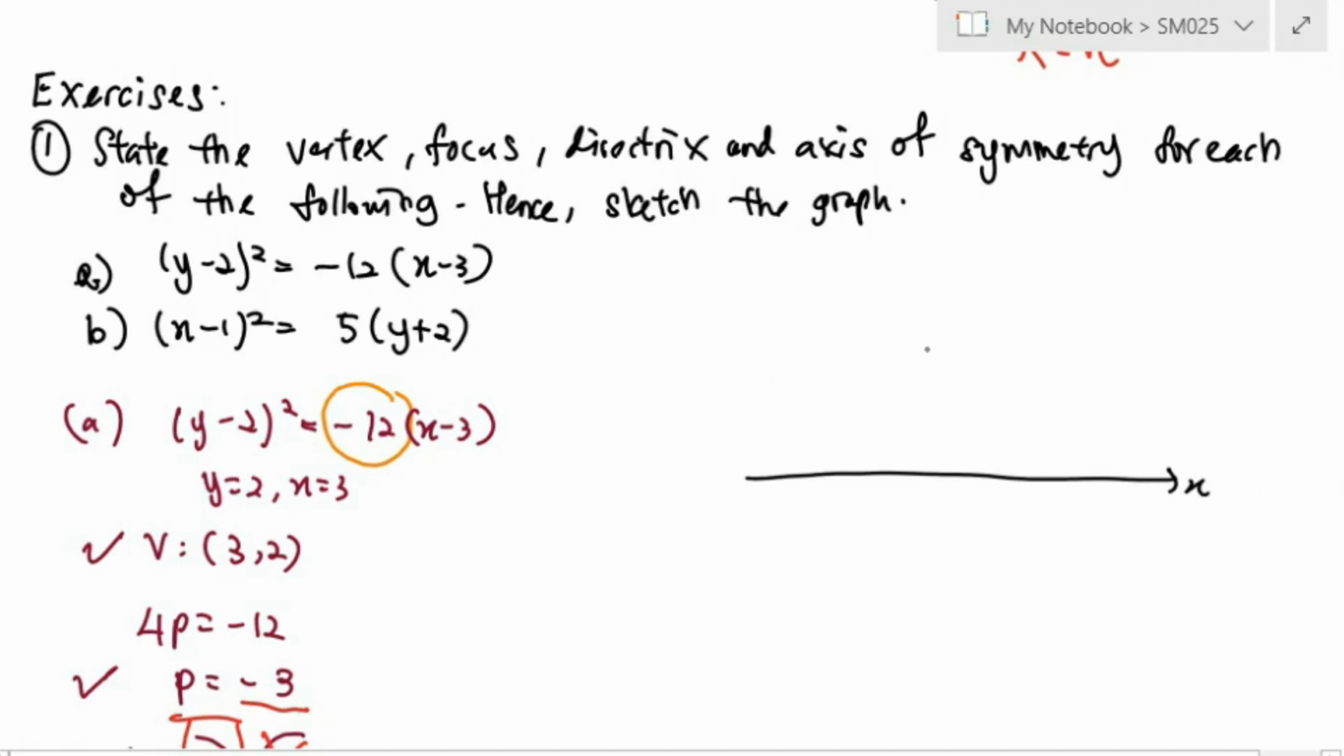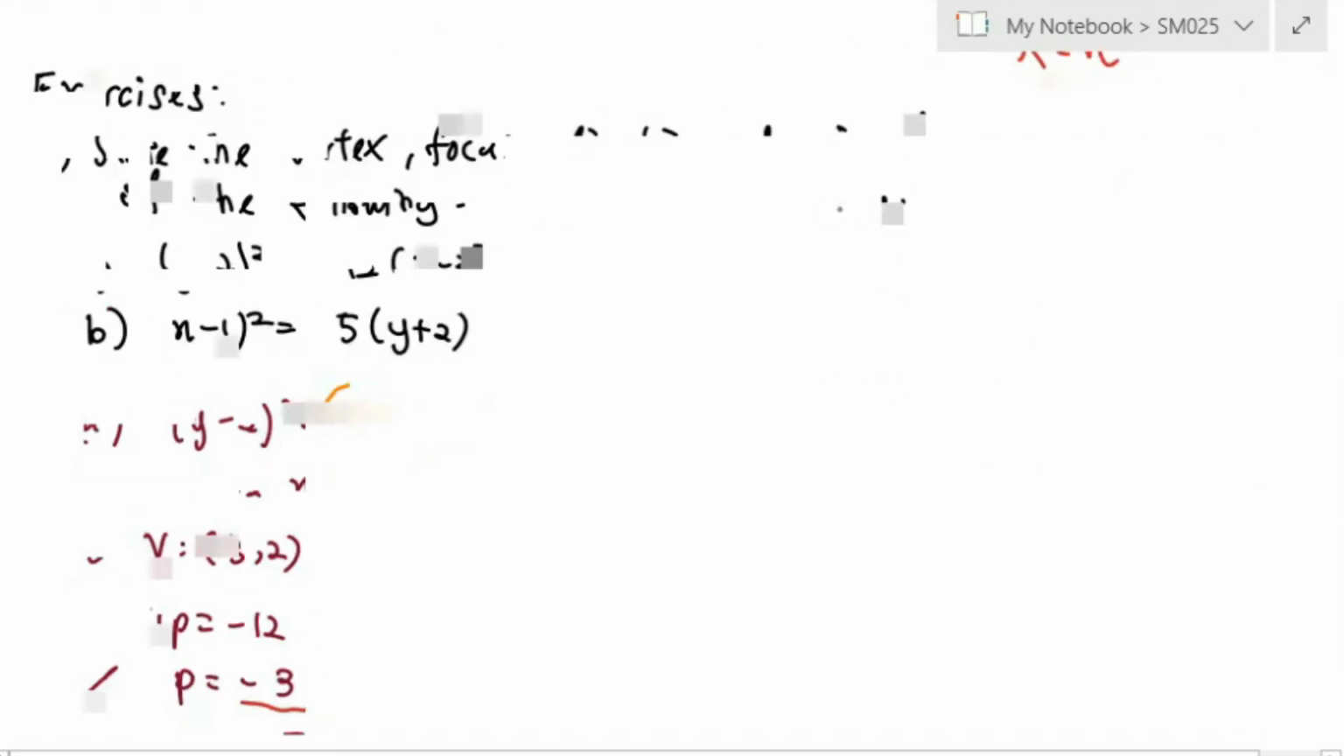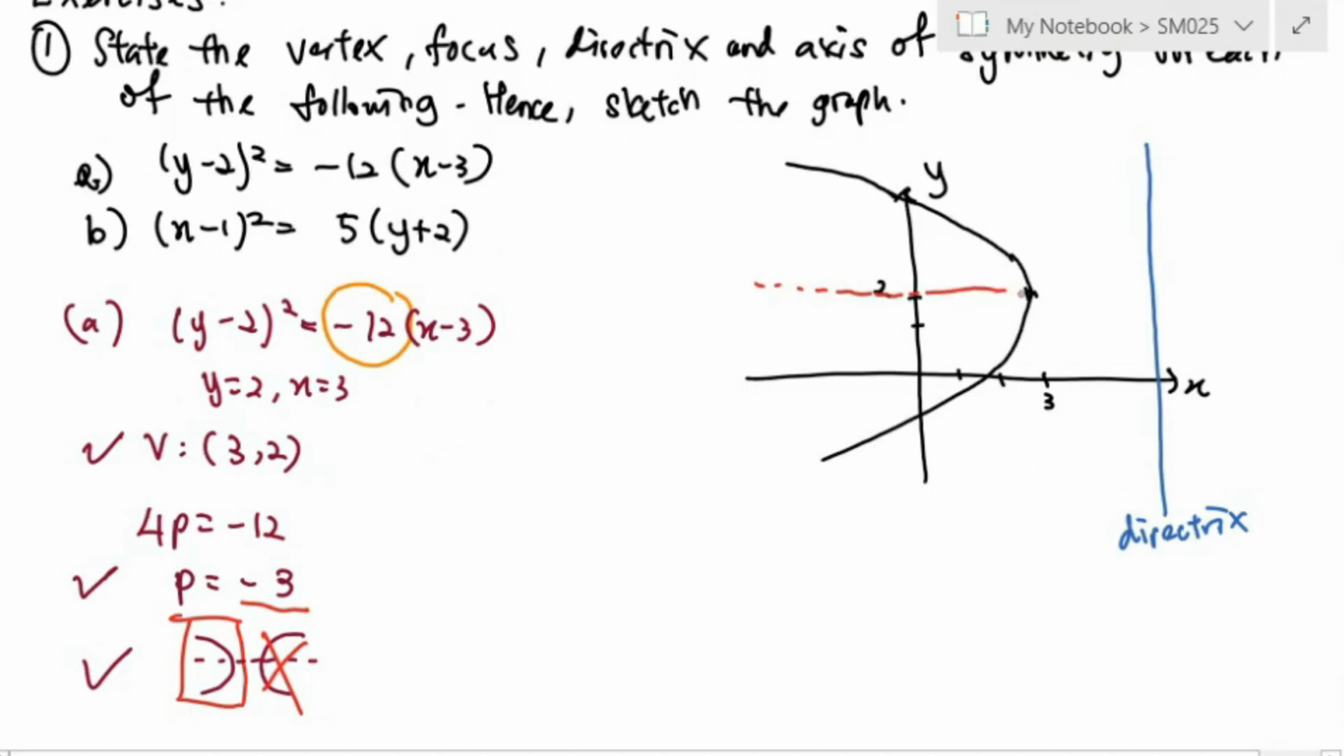So this is our x-axis, and this will be my y-axis. The vertex will be 1, 2, 3, and 1, 2. So around here, this is my vertex. It opens to the left. So the parabola opens to the left. Then we will draw a line for the directrix. Label first. Then we will draw an axis of symmetry and a focal point.